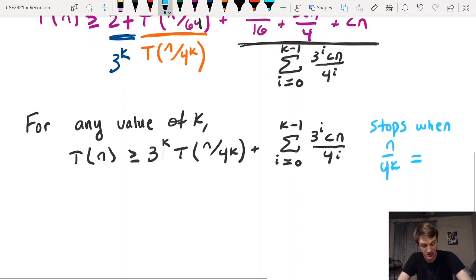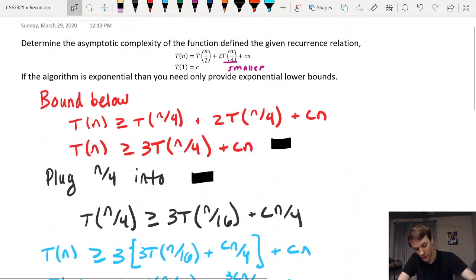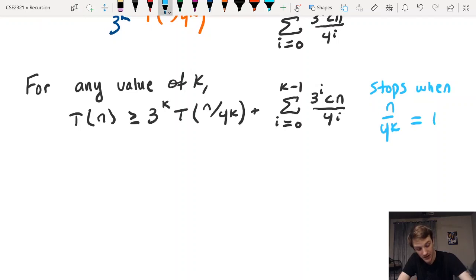What was our base case? Well, let's scroll up and find it. Our base case was t of 1 is equal to c. So we set n over 4 to the k equal to 1.